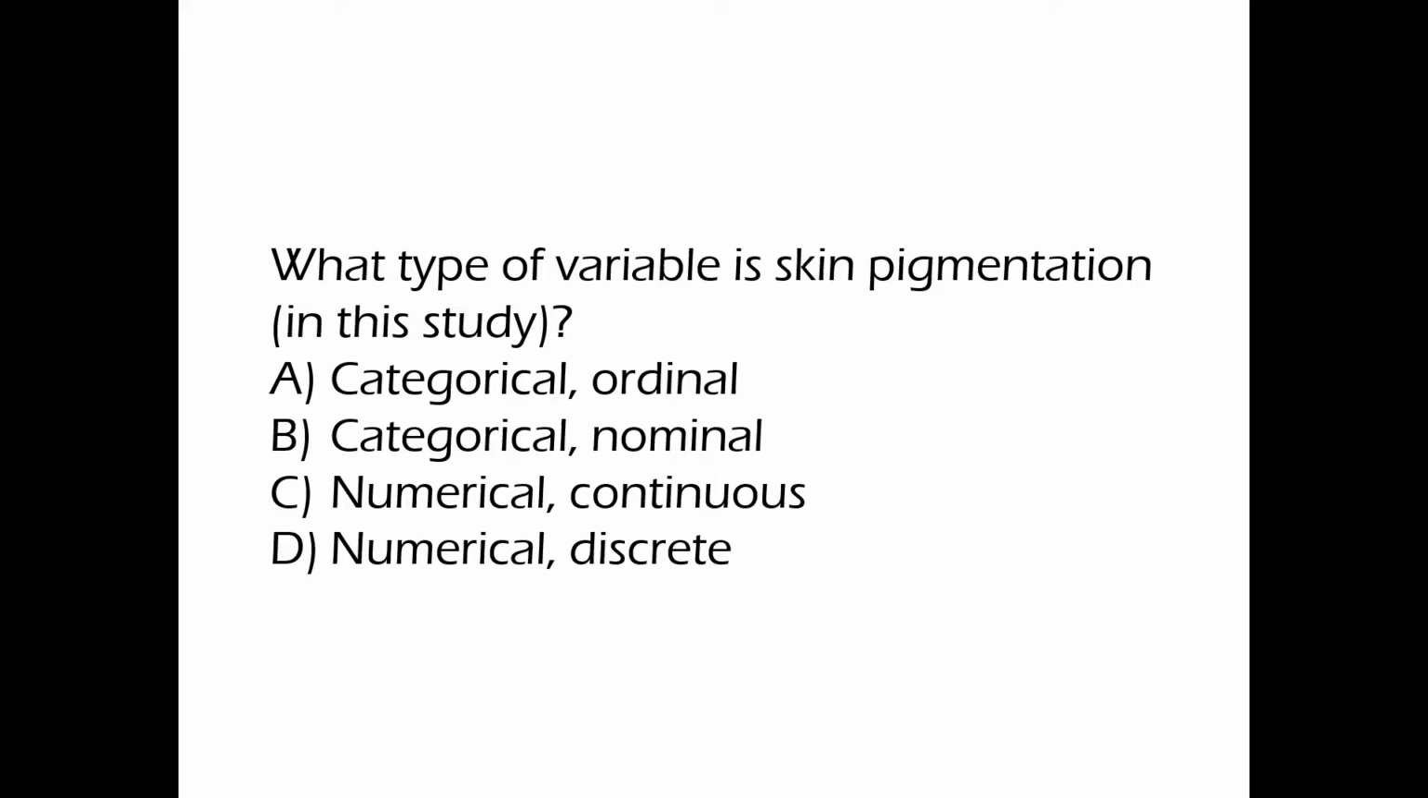Now, let's determine the type of variable for our explanatory variable, the pigmentation. You can pause here. After you choose your answer, press continue. The skin pigmentation is an ordinal categorical variable. There are 3 groups, light, medium, and dark skin pigmentation groups, which show a skin color order from light to dark.